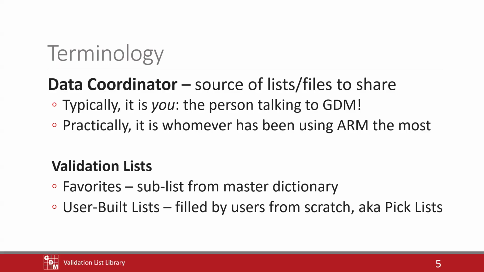So those types of lists in ARM we'll call the user-built lists. And that's kind of our focus today. Just in general, if I say validation list, that's probably what I'm referring to, because as far as the sharing goes, that's usually the biggest thing, right? I've built this product list from scratch, or all of the contacts that this company, all those people that we work with as a company.